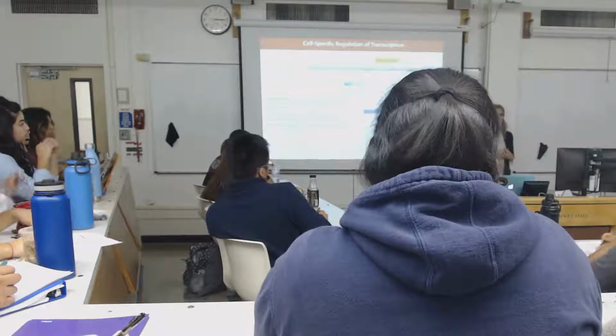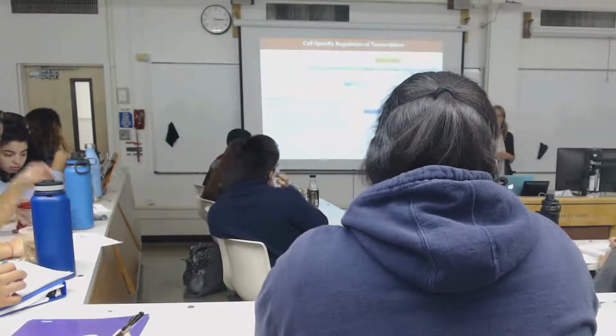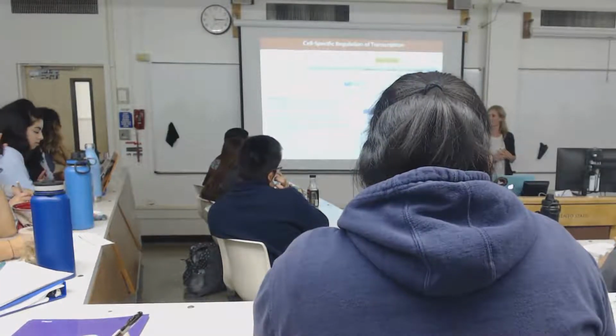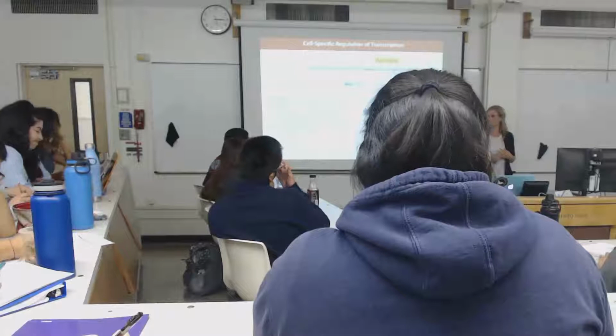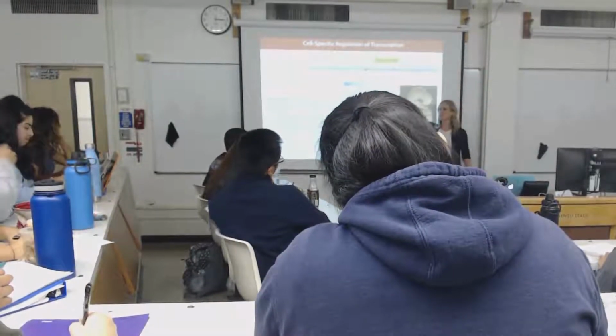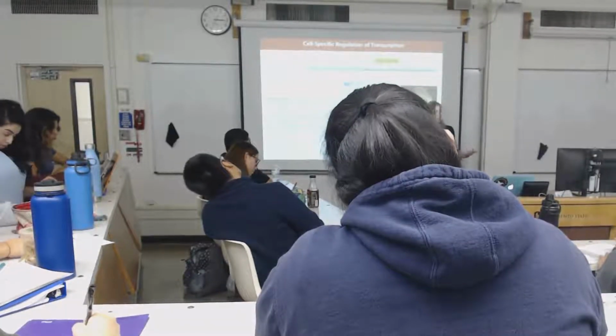Why might it bind two? Does anyone have a guess there? Why does it bind two? Did I hear regulation? Increased regulation. The more complex you make something, the more opportunities to regulate it, right?